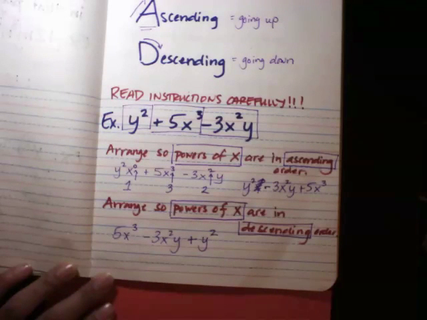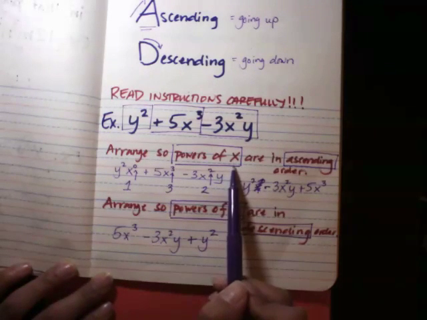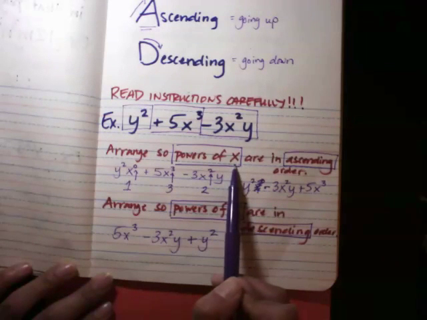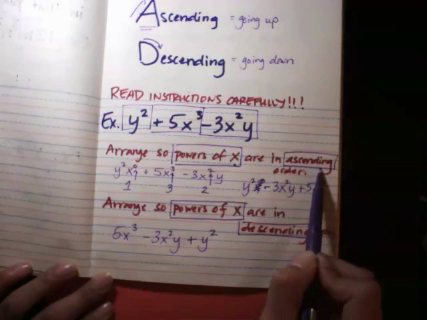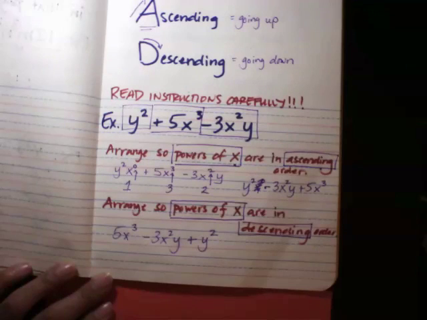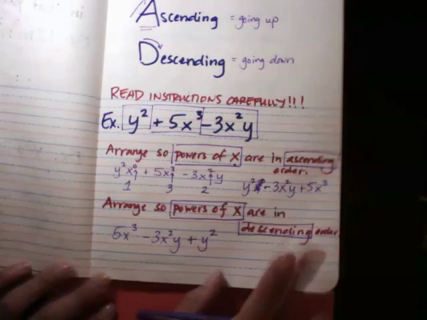Okay, so two things to make note of. You need to look at which variable you're asked to order, and you need to find out if it's ascending or descending.